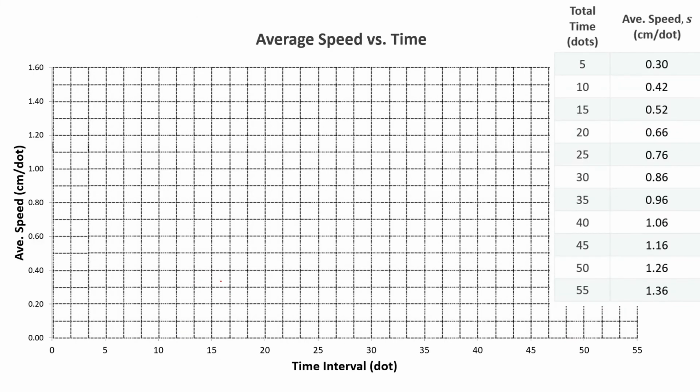For the second graph, that is average speed versus time. Again, for time, that is 5 to 55, which is for my x-axis. For my average speed, that is a small number: 0.3 as my minimum and 1.36 as my maximum. For my scale here, I use every 0.2, and my maximum scale here is 1.6. As you plot the data, you will again find the best fit line or the shape of the graph, and you will not literally connect dots.